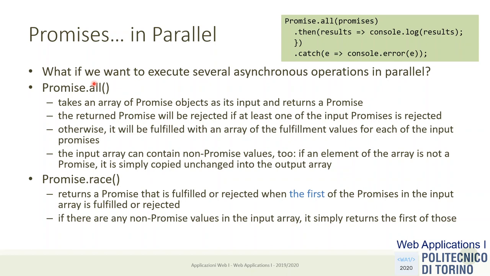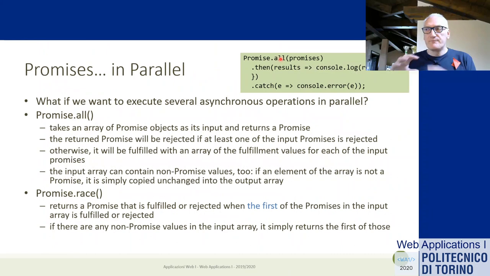For example, the all method of the promise object will combine together several promises. So if I have three or four different promises that can be executed in parallel, we can combine them with the all method that will combine an array of promises. So you have an array with promise number 1, 2, 3, 4, you put them together into an array and call the promise.all method. The promise.all will create an overall promise that will be fulfilled only when all the individual promises in the array are all of them fulfilled and completed.